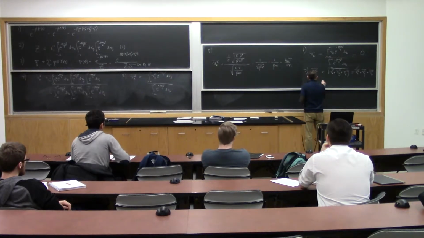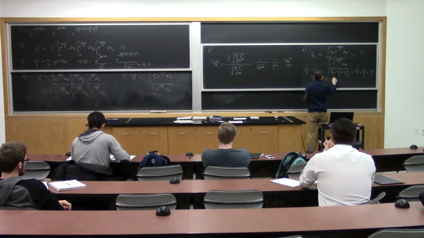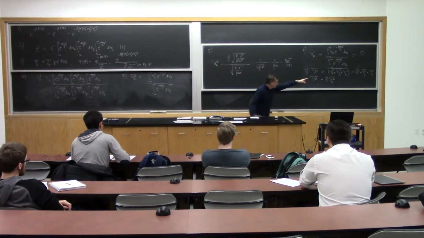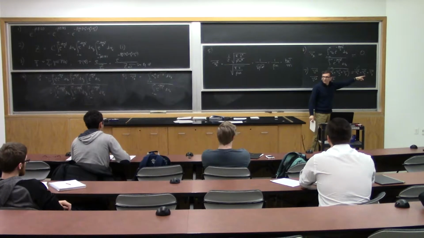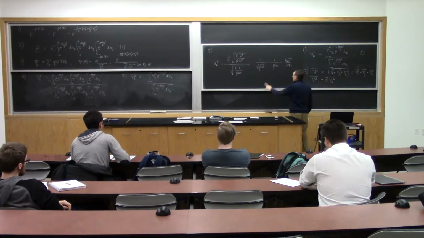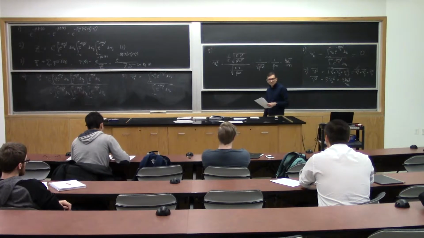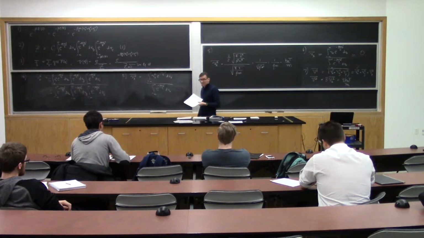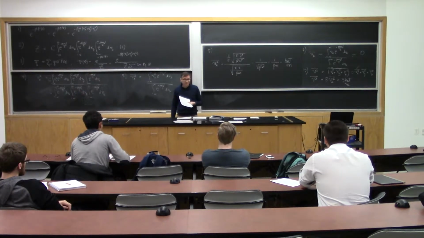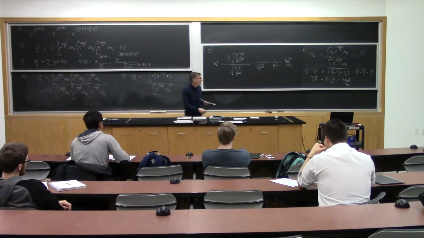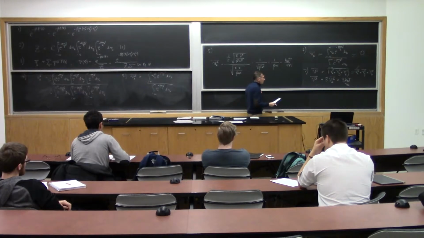So V squared average is 3 times Vx squared average. Those 3 are equal, and I already know Vx squared average. So the answer for the speed squared average is 3 kBT over m. We did that, in fact, in chapter 1, using the equipartition theorem. Now we've done it using the formalism of the canonical approach.